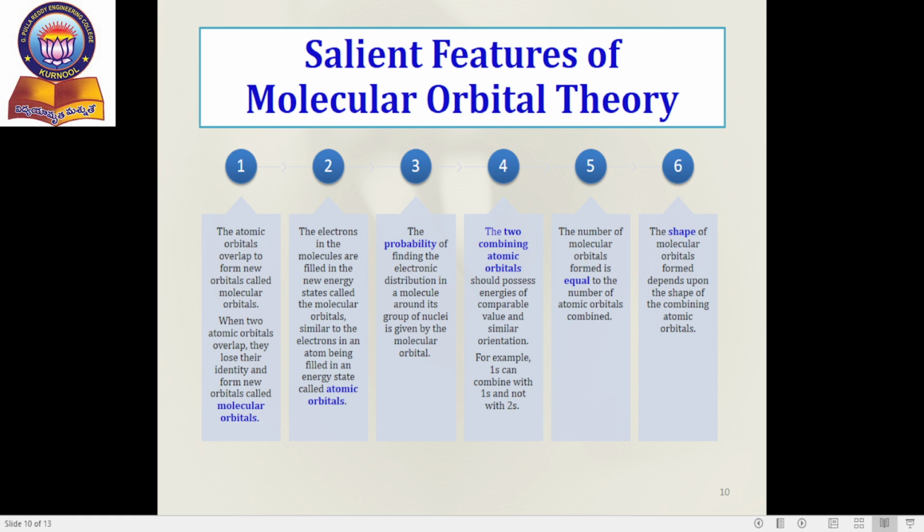The salient features of molecular orbital theory. The atomic orbitals overlap to form new orbitals called molecular orbitals. When two atomic orbitals overlap, they lose their identity and form new orbitals called molecular orbitals. The electrons in the molecules are filled in the new energy states called the molecular orbitals, similar to the electrons in an atom being filled in energy states called atomic orbitals.